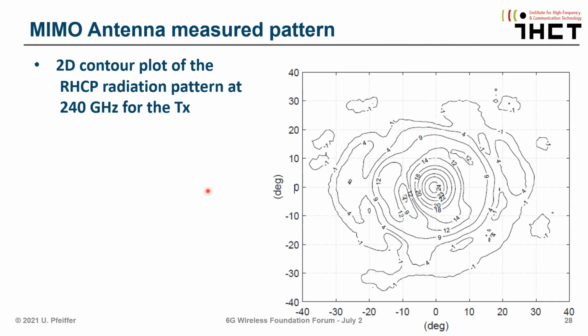Now, in this chart, you see some of our antenna measurements. Here we measured the antenna pattern as a 2D contour plot for the right-hand circular polarized radiation at a 240 gigahertz carrier for the transmitter. And in this chart you see that we have a pretty rotationally symmetric beam with 24 dBi at the center, and we have a pretty high side lobe suppression. And it really is important here to have a very nice clean beam, which is of course a benefit that comes from the hyperhemispherical silicon lens that we are using as a secondary radiator to our on-chip antenna that is integrated together with the circuit.